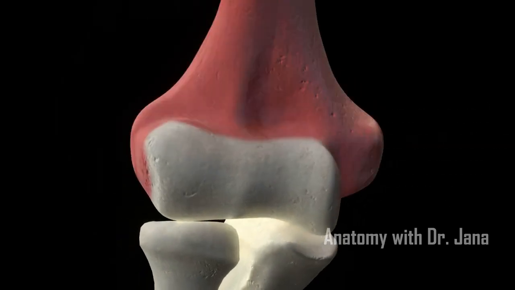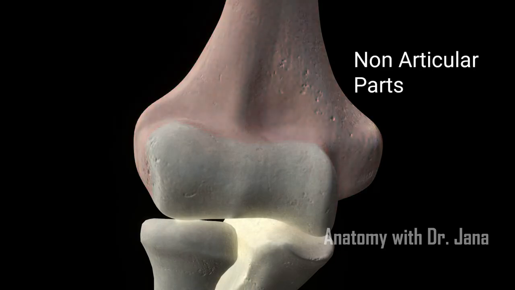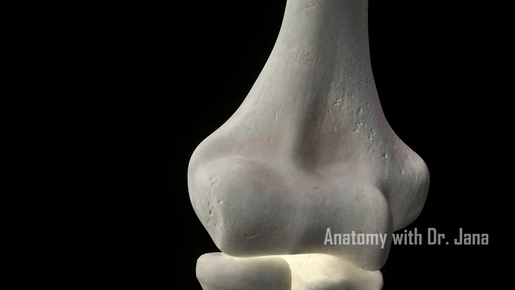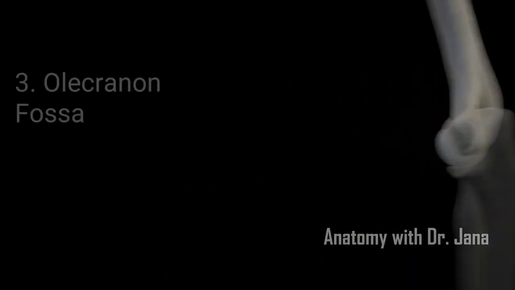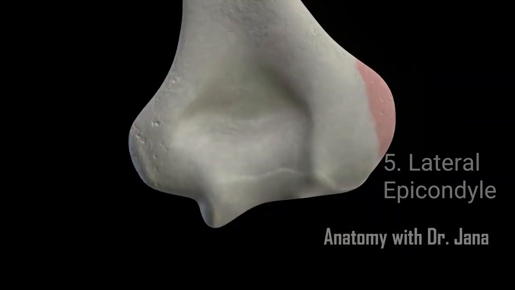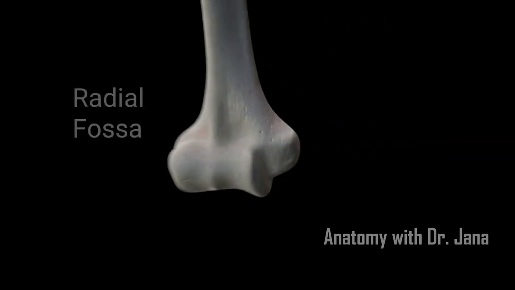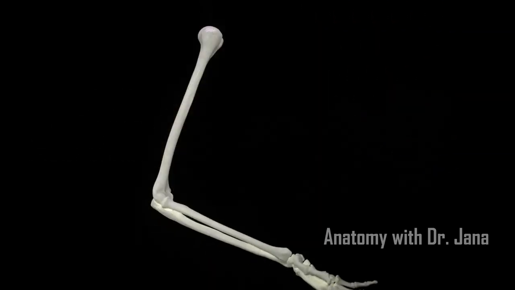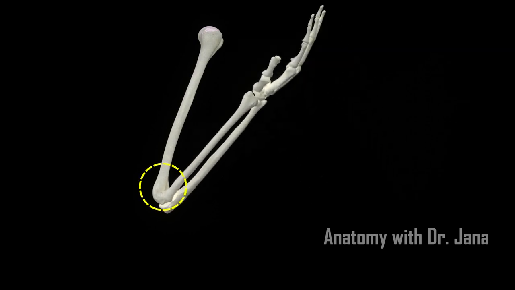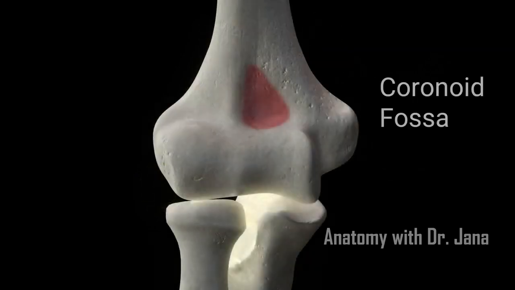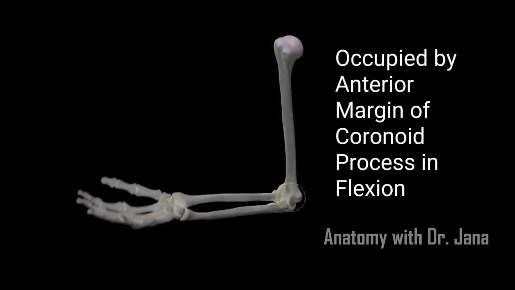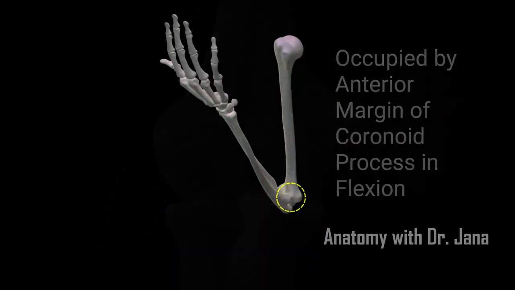Next, let's discuss the non-articular parts. The non-articular parts in the lower end are the radial fossa, the coronoid fossa, the olecranon fossa, the medial epicondyle, and the lateral epicondyle. The radial fossa is the part which is above the capitulum. The radial fossa accommodates the margin of the head of the radius in full flexion. The coronoid fossa is the fossa above the trochlea, and it is occupied by the anterior margin of the coronoid process in flexion of elbow.